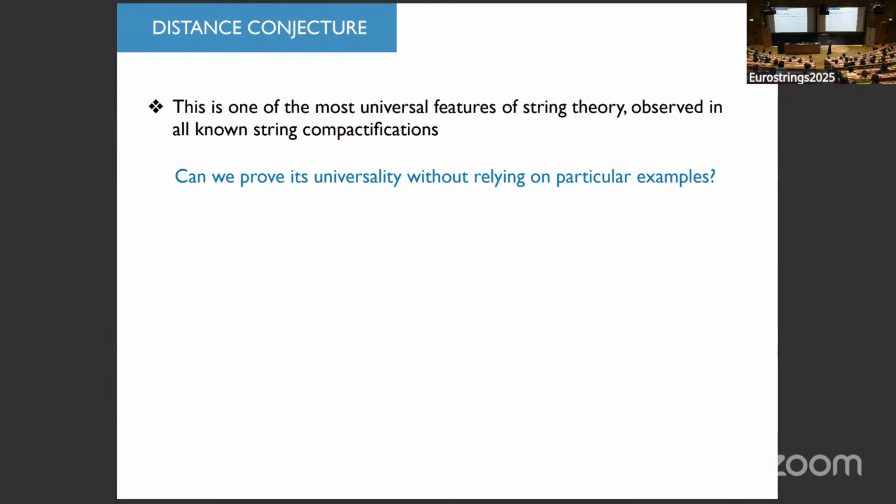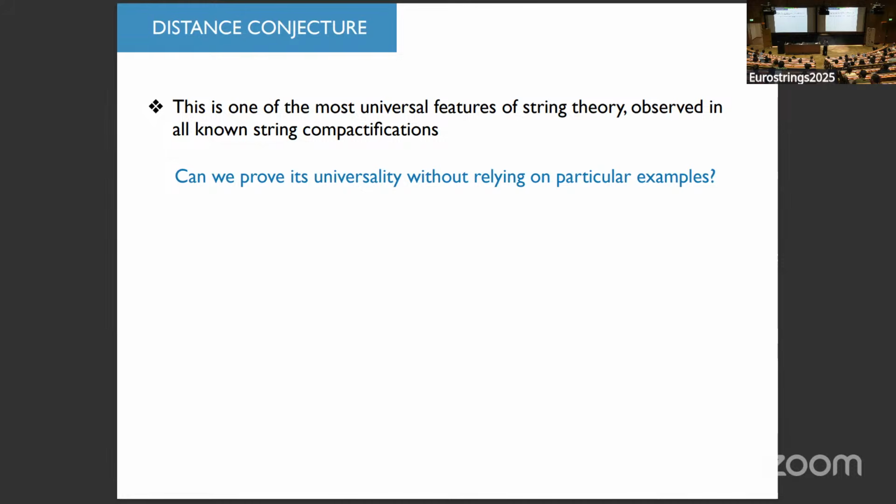But the question is, can we really prove that it's a universal feature of quantum gravity, or is it just based on the examples that we have? How can we try to understand why this is happening, or if it's always going to happen, or if it just depends on the classes of compactification that we are used to working with? We know it works in Calabi-Yau compactifications and toroidal compactifications, but it's very difficult to get a proof this way, because we don't have an exhaustive classification of the string landscape. So how do we know that we are not missing something?